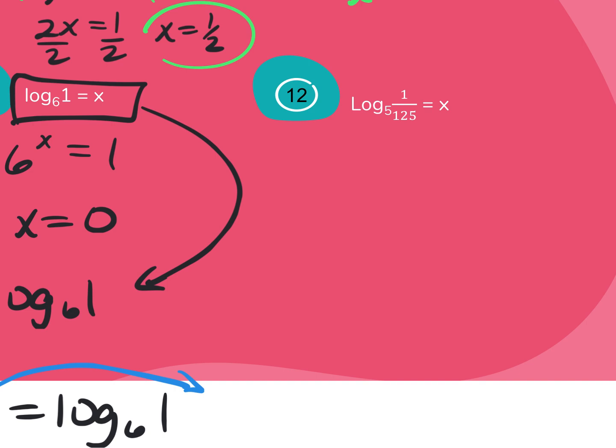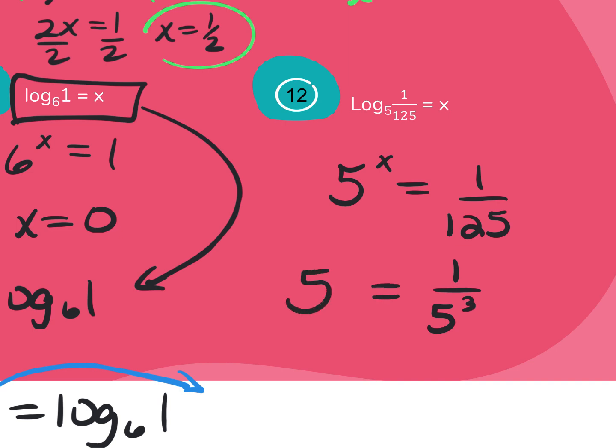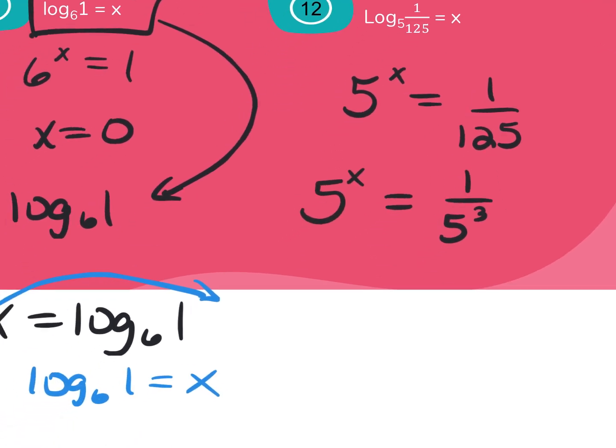So again, let's move it to exponential. 5 to the x power equals 1 over 125. Again, I need to make it have the same base. So this is actually 1 over 5 to the third. And again, I'm going to just change it to 5 to the negative 3. And then now my bases are the same. Get rid of the 5s. And x equals negative 3.